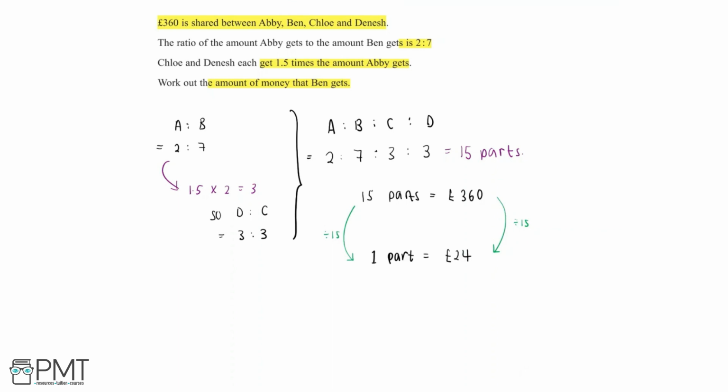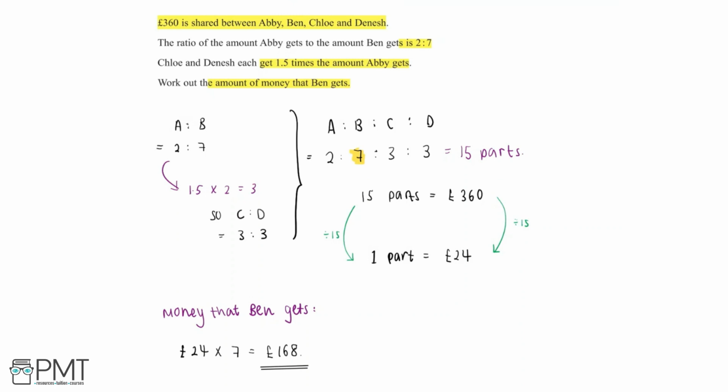Now we need to find out the amount of money that Ben gets. Well, looking at the ratio, we can see that Ben gets 7 parts. If one part is worth £24 and Ben gets 7 parts, we can say that Ben gets 24 multiplied by 7, which is equal to £168. And so we've found out that Ben gets £168.